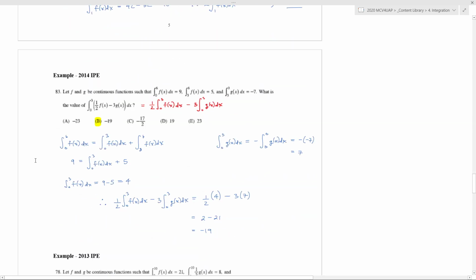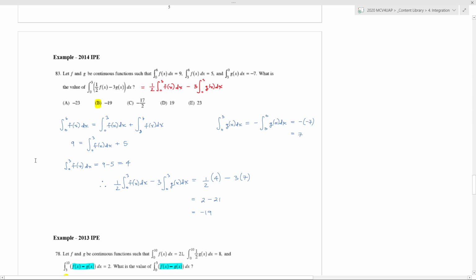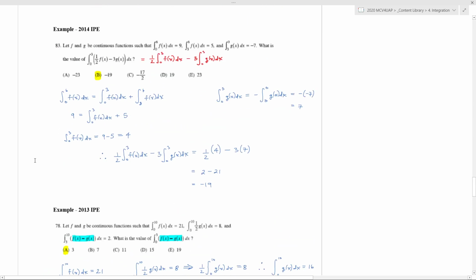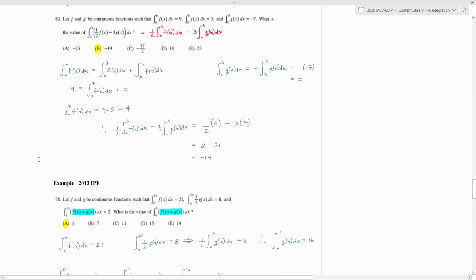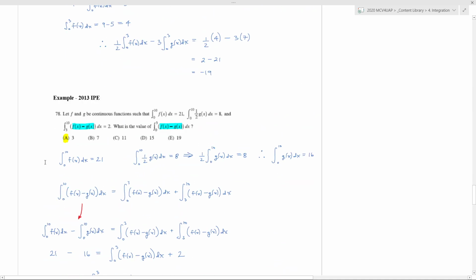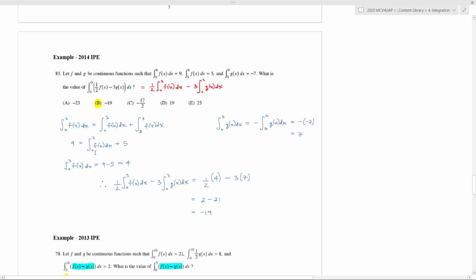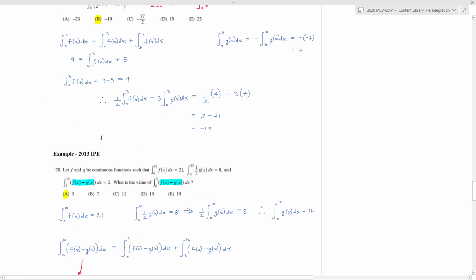Okay. The next two are very similar. I'll go through 83. The answer to 78 is here as well, but I'll leave that for you guys to go through on your own. The solution is all there. But I'll go through 83. I'll go through one more, and then I want to go through the last two.